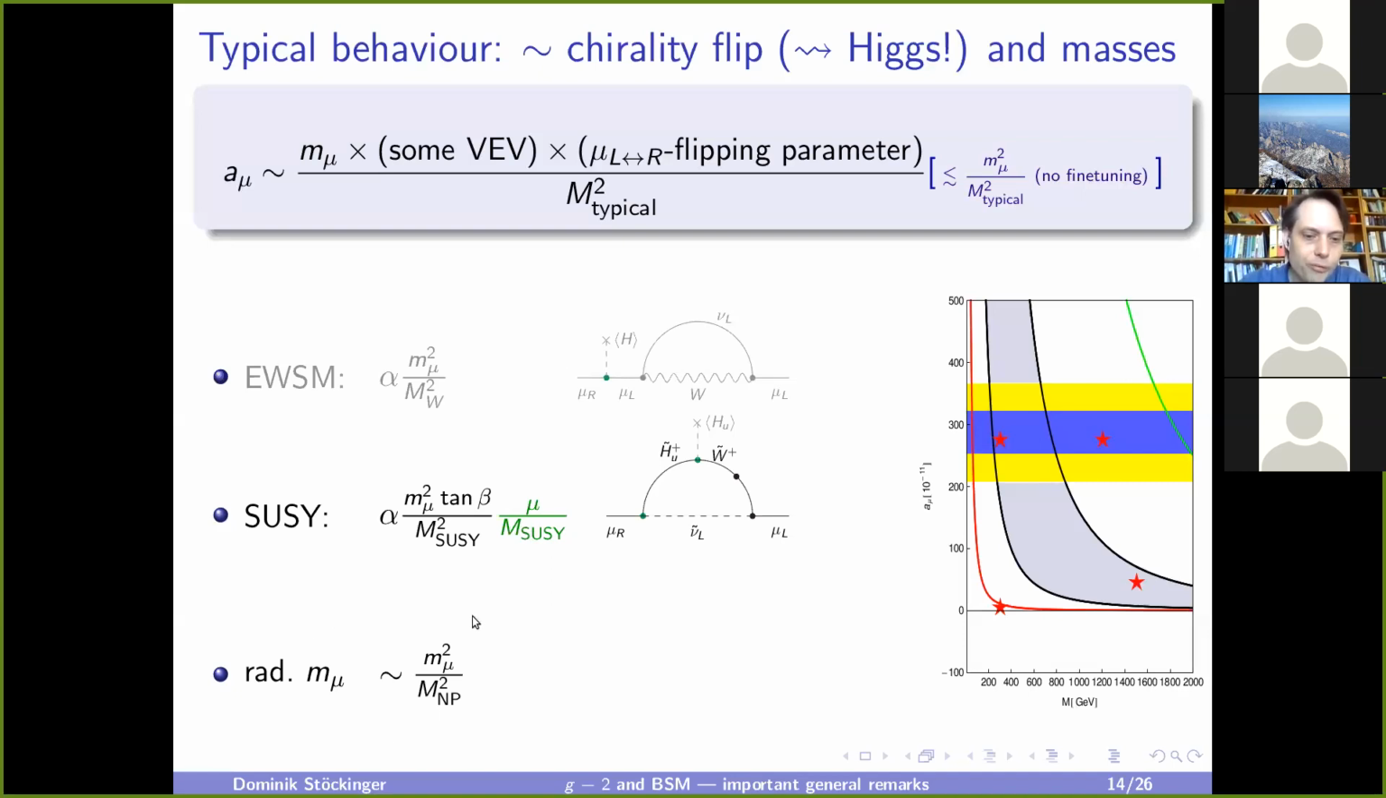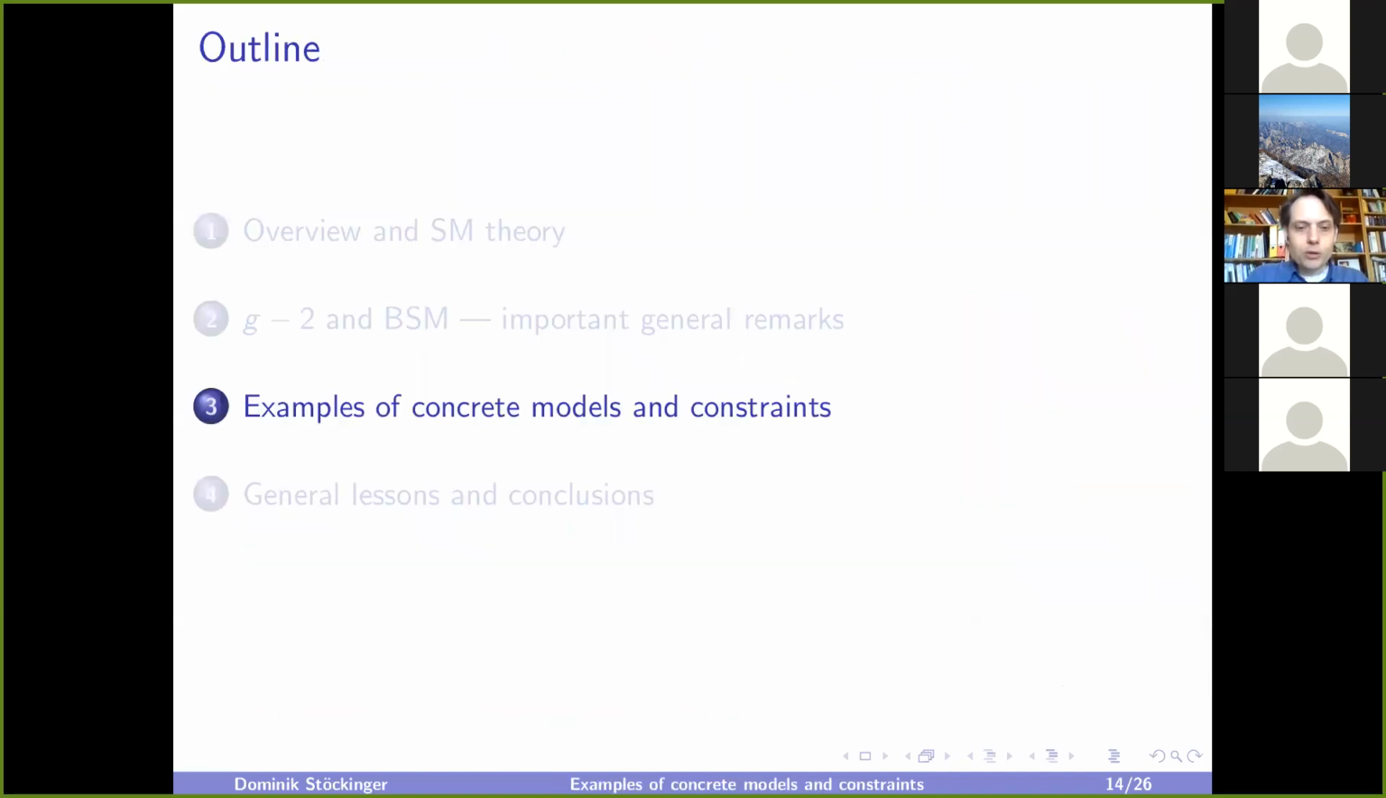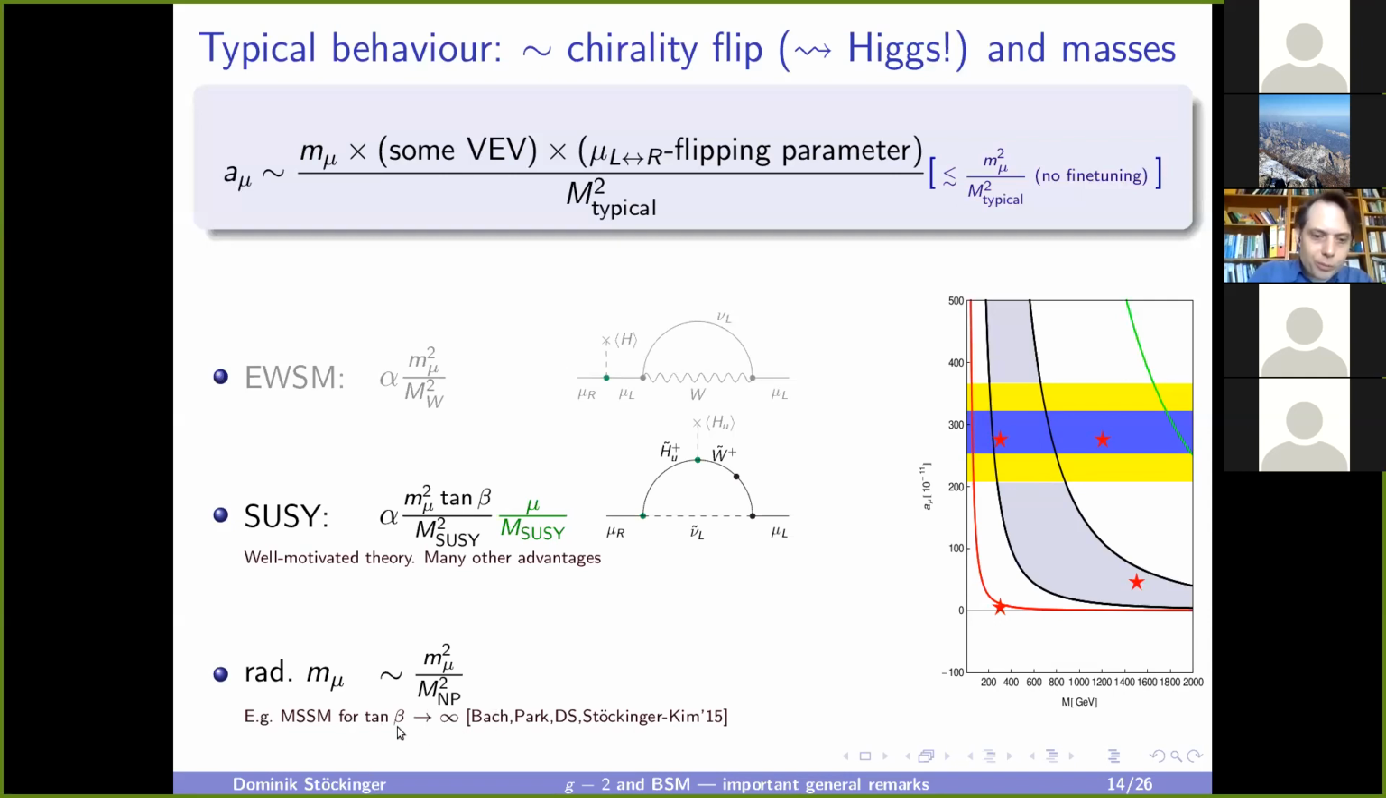Then I already mentioned the final possibility, namely radiative muon mass generation, where you just say the entire muon mass comes from loops from new physics. Then you do not get a loop suppression, relatively speaking, in g-2, and g-2 is just given by this ratio, which is maybe the largest reasonably conceivable value for g-2. Okay, and I can mention, of course, that this can be realized in the minimal supersymmetric standard model also if one takes the limit tan beta going to infinity, which was also a study with Jayon here.